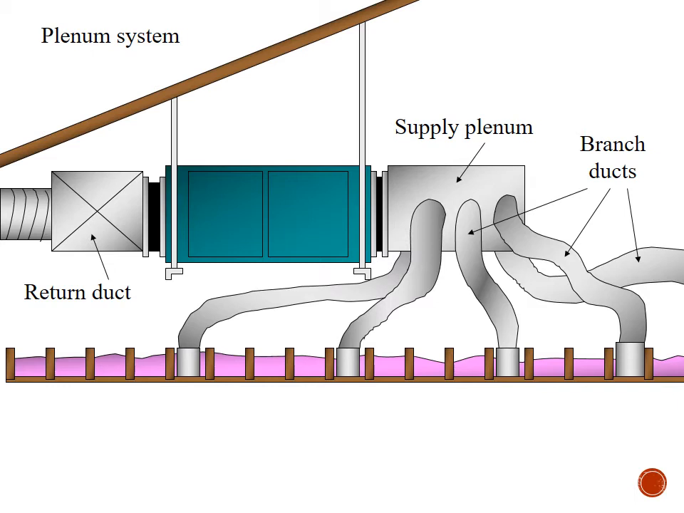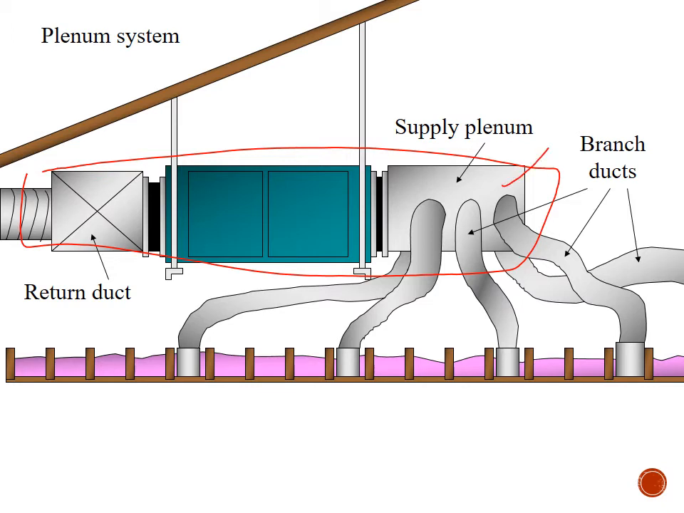So let's see what it looks like. This is the plenum system. We have one big unit, and in this case it is placed in the attic, and this is the supply plenum. It's very small, and it's one piece that supplies through flexible duct to all the units.